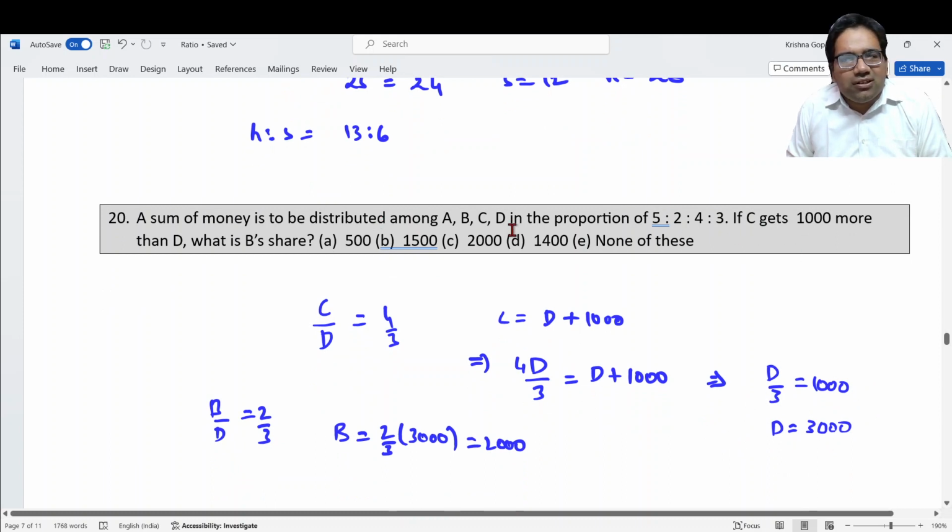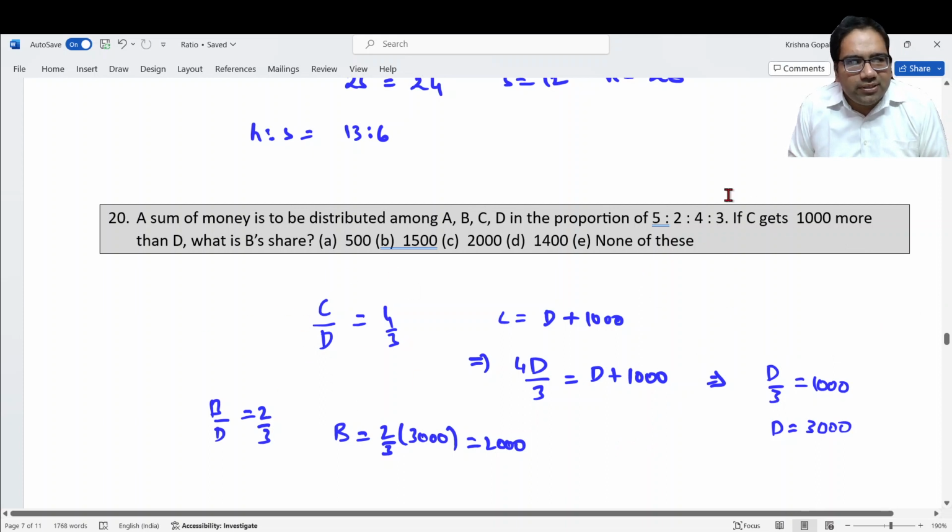We can now calculate what is A, B, C, D. And we are asking what is B only. B to D. What is B to D? 2 is to 3. B by D is equal to 2 by 3. Now D is equal to 3000. What is B? 2 by 3 into 3000 is equal to 2 into 1000 equal to 2000. Right? This is an easy problem. We just need to know how to write this equation.